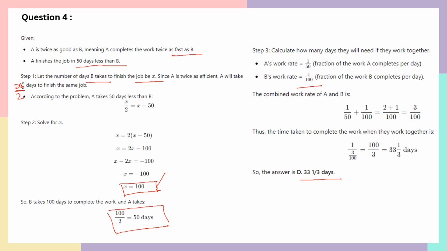Now by combining the work rates of A and B, we get 1 by 50 plus 1 by 100, which is 3 by 100. Thus the time taken to complete the work when they work together is, as we know, work and time are inversely proportional. So the work is 1, and time taken is 1 divided by 3 by 100, which is 100 by 3, which gives the fraction 33 and 1 by 3 days. So this is our answer.